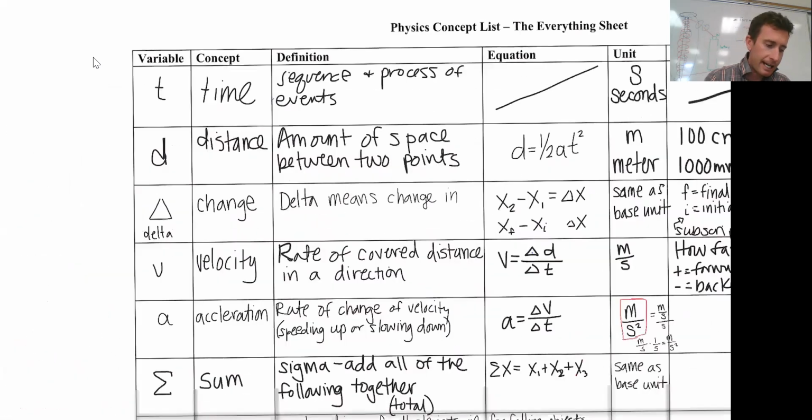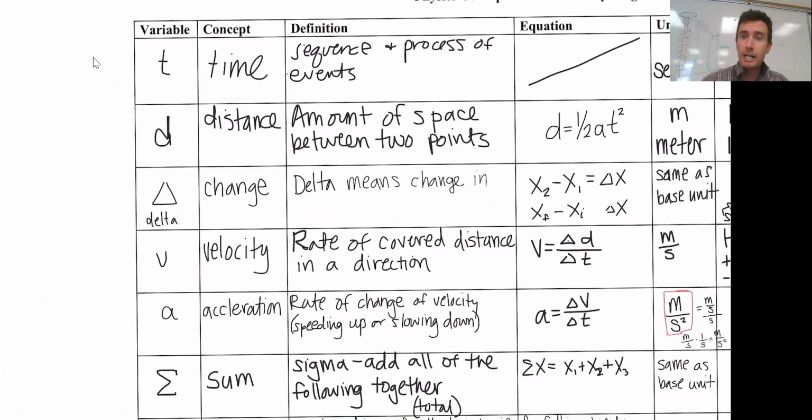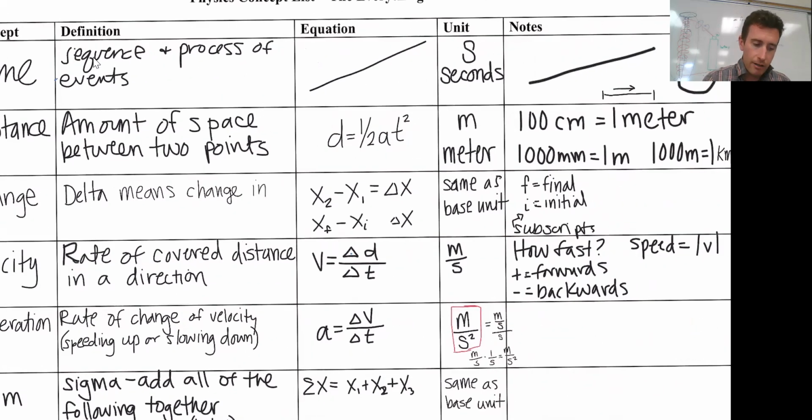Next, our second concept is another base idea, distance. So distance is the amount of space between 2 points. We represent distance with lowercase d. And distance, we're going to give an equation here that distance is equal to 1/2 at squared. That means the distance is equal to half of the acceleration times the time squared. Our base unit is meter for distance. So in physics, we use the meter.